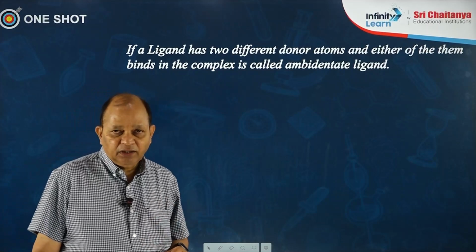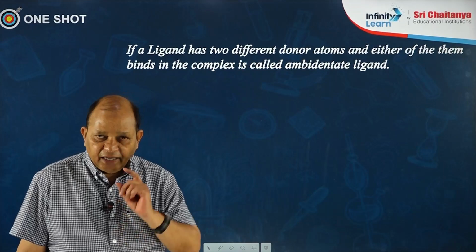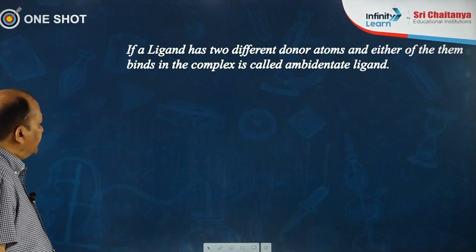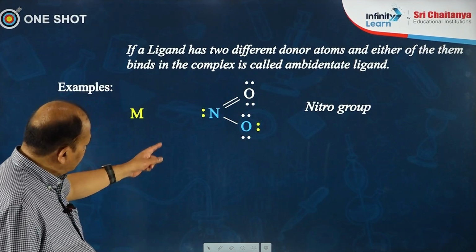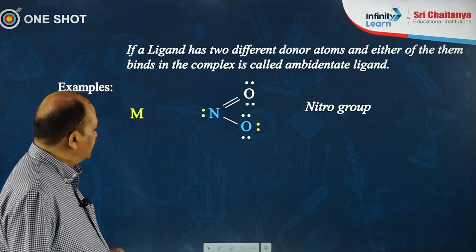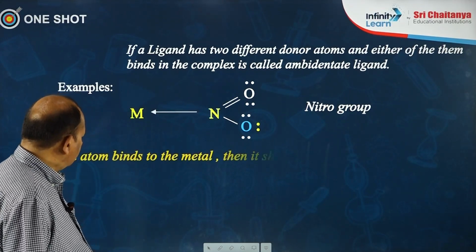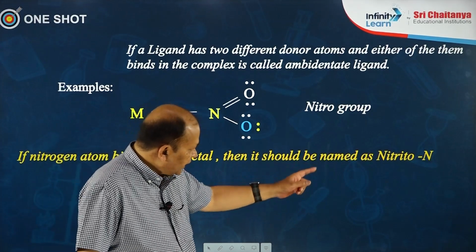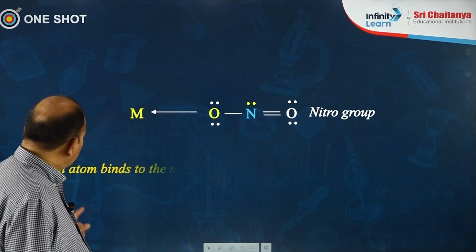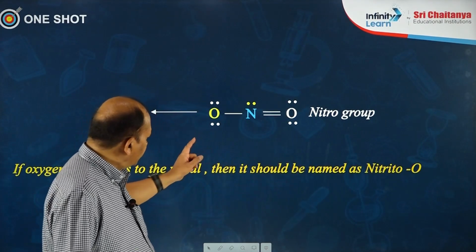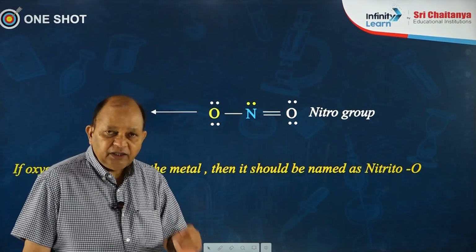In a ligand molecule, if there are 2 different donor atoms, it is called an ambidentate ligand. For example, this is a metal, and a nitro group. In the nitro group, both nitrogen and oxygen can form a coordinate bond with the metal. If nitrogen is involved, then the name will come as nitrito-N. If oxygen is involved, then the name comes as nitrito-O. So, here both nitrogen and oxygen are capable of forming coordinate bonds with the metal.